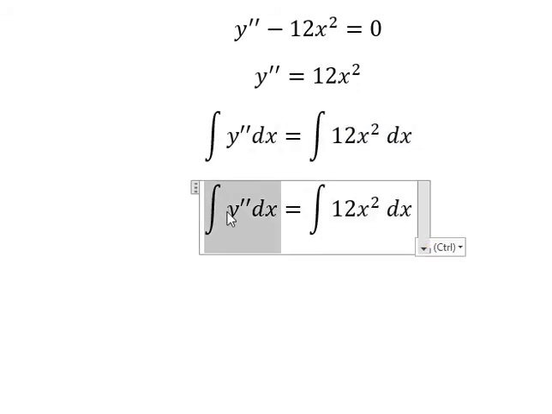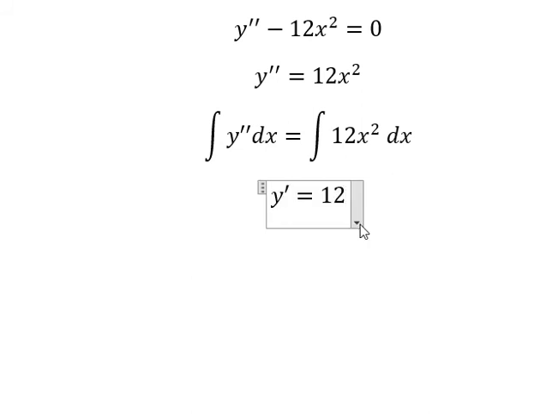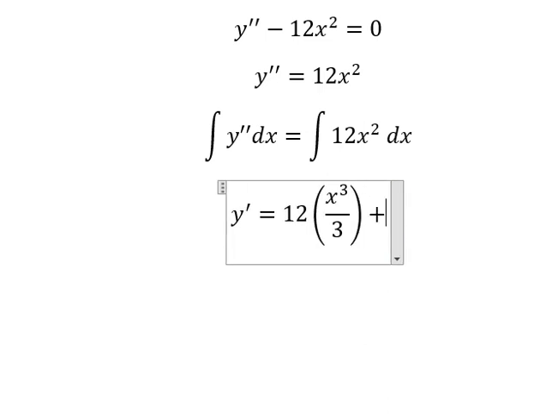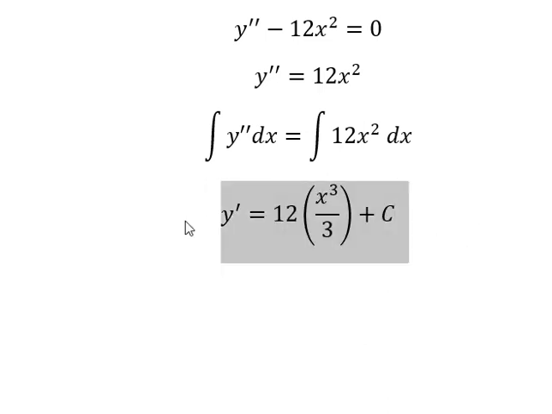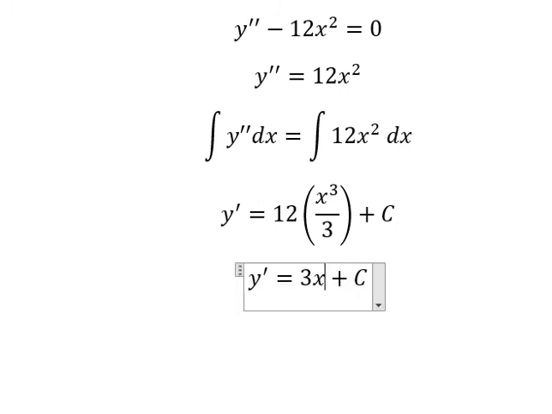So the integration of this one, we have first the derivative of y, the integration of s squared. We have s to the power of 3 over 3, and I will put c. So 12 divided by 3, we have 4.